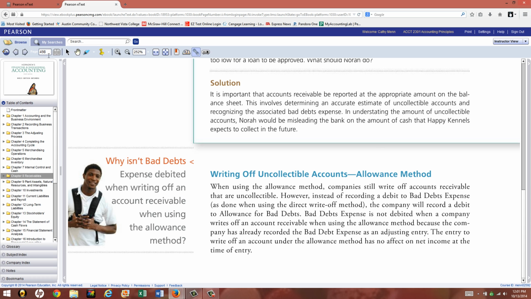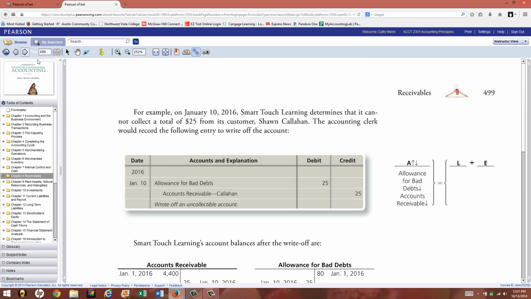And so we're going to go to the next page, 499. Here, if we write off somebody after a period of time, if it is determined that this person or this company is not going to pay us, then we do what we call writing them off. When you do that, you're going to debit the allowance for bad debts and credit accounts receivable.